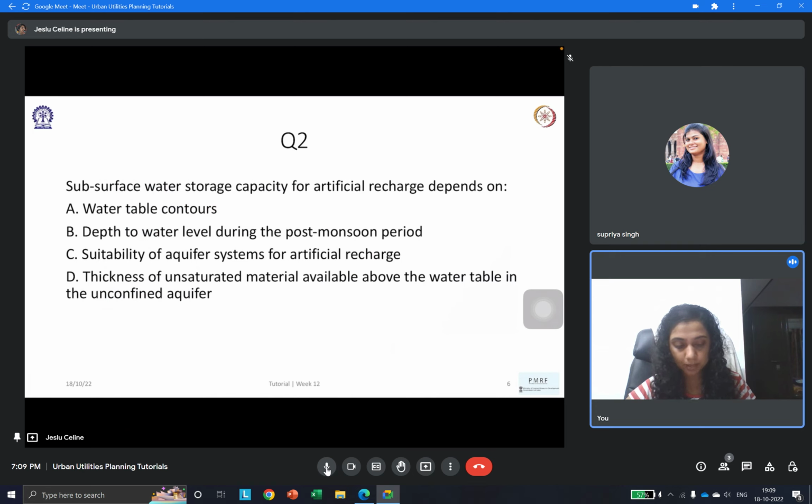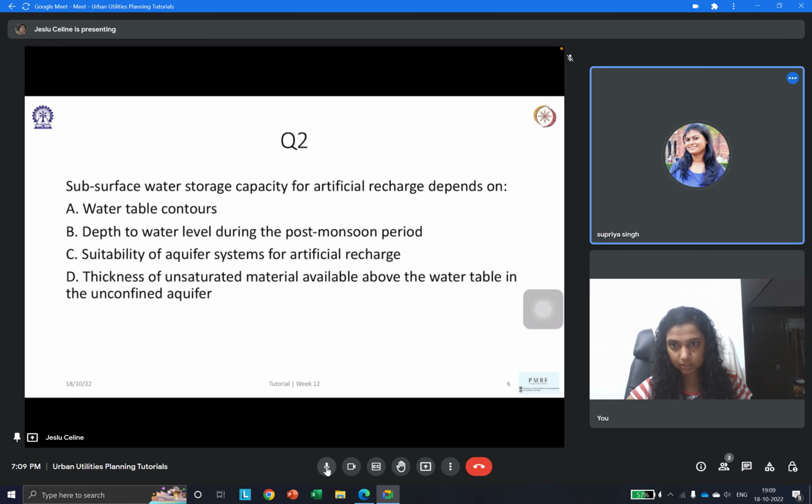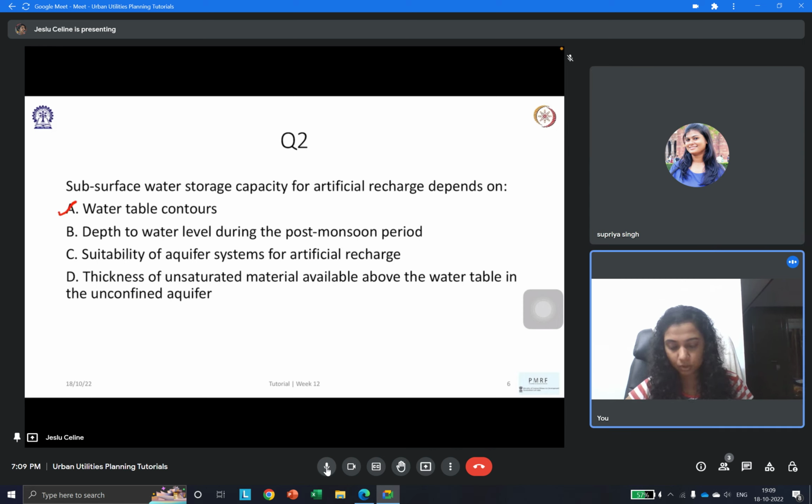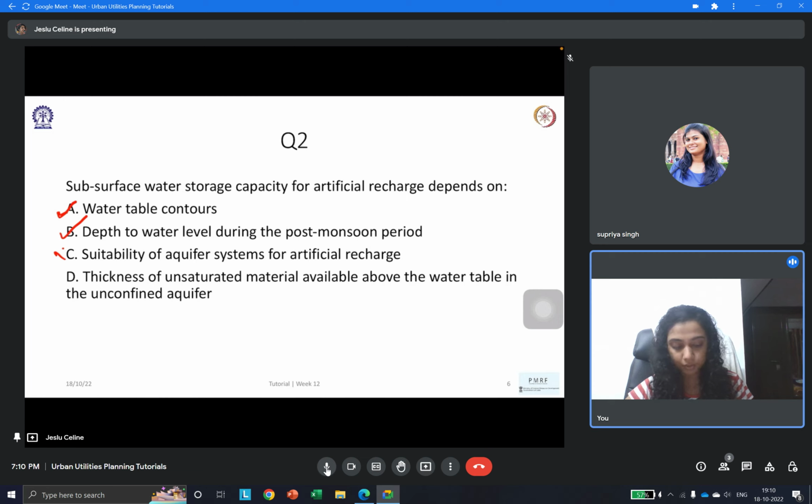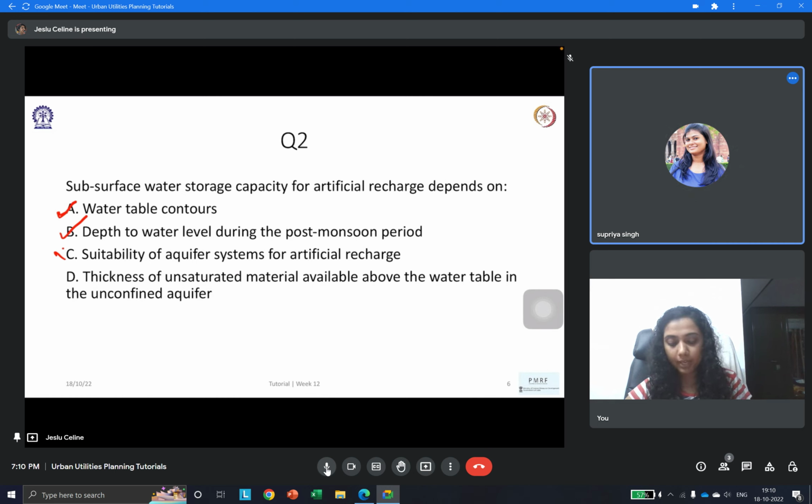Subsurface water storage capacity for artificial recharge depends on. Let's go option by option. First one, does it depend on water table contours? Yes, it depends on water table contours. And then depth to water level during the post monsoon period. Yes. And C, suitability of aquifer systems for artificial recharge. No. Okay. Thickness of unsaturated material available above the water table in the unconfined aquifer. Yes. So why not the second one?